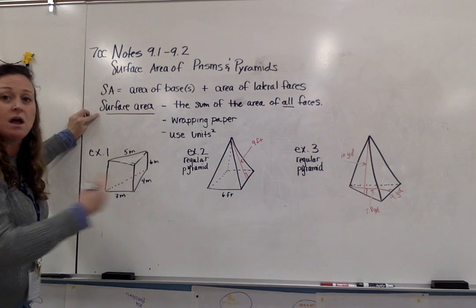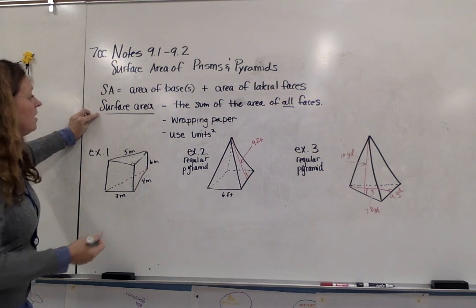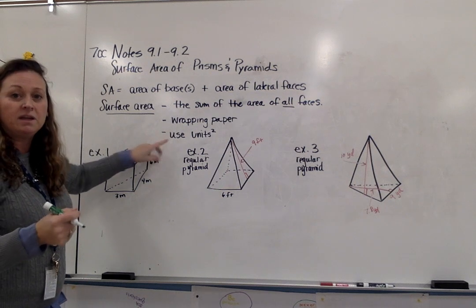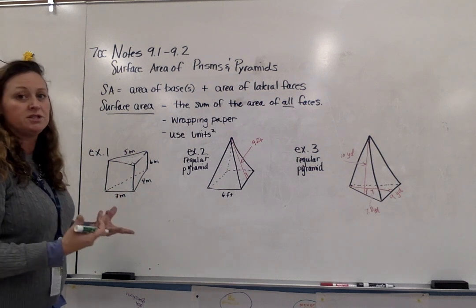Surface area is the sum of the area of all the faces together. I like to refer to it as wrapping paper, and we use units squared because each face area is units squared, so when you're combining them, they're still units squared.